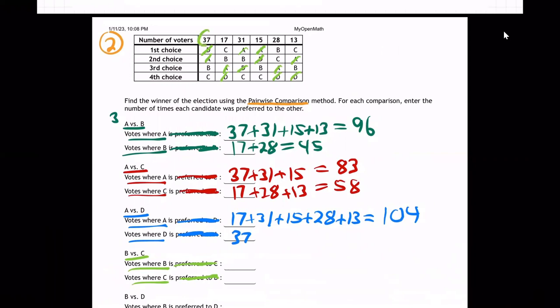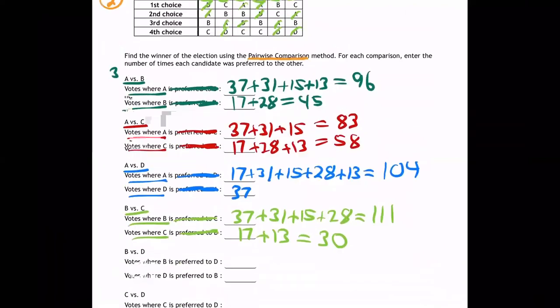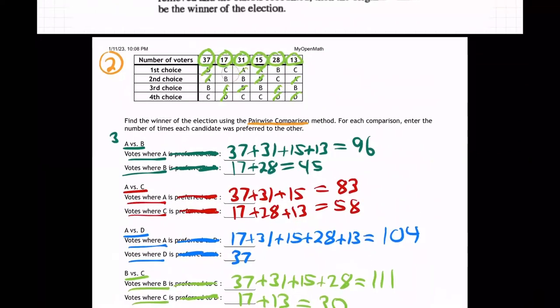How many? So these 37, they like B. These 17 like C. These 31 like B. These 15 like B. These 28 like B. And these 13 like C. And I can do this one, it's 30, but what's the other one? 37, 31, 15. Use my calculator. 111, okay? Two more to go. I've got to do B and D next. So B and D.